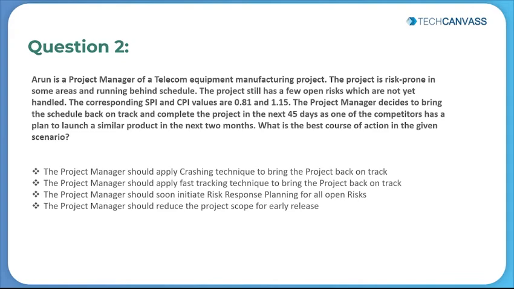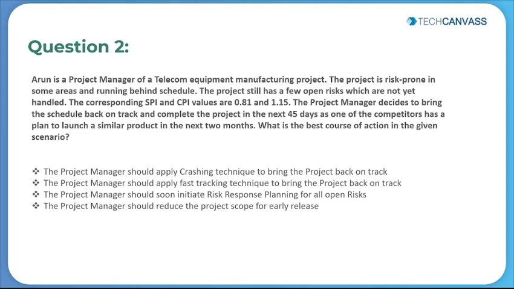Now let's look into the options given. The first option is the project manager should apply crashing technique to bring the project back on track. The second option is the project manager should apply fast tracking technique to bring the project back on track. The third option is the project manager should soon initiate risk response planning for all open risks. And the fourth option is the project manager should reduce the project scope for early release.